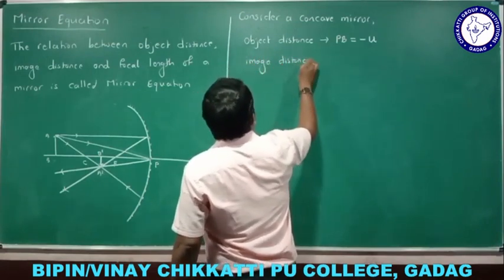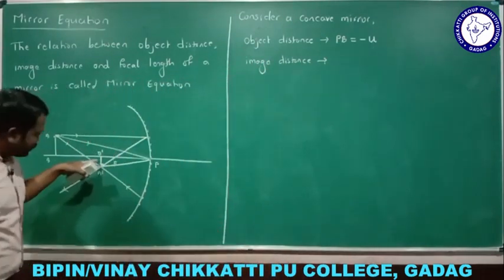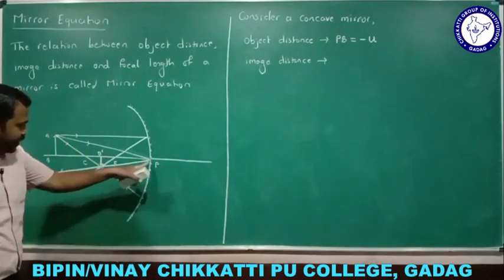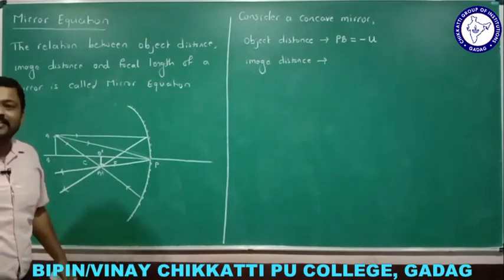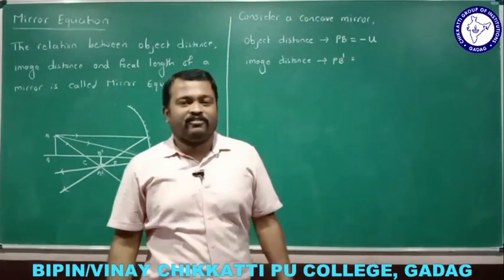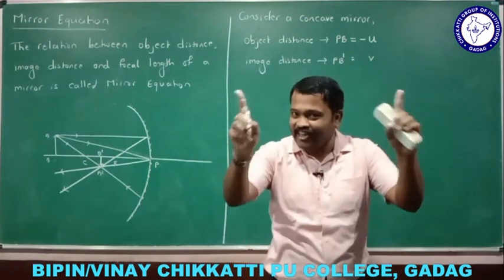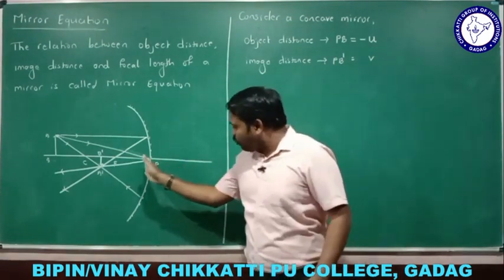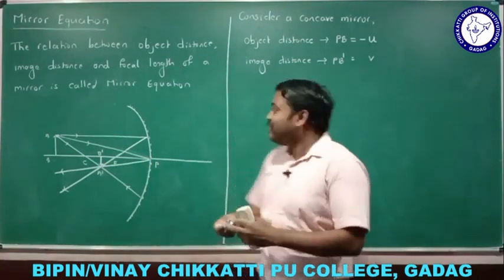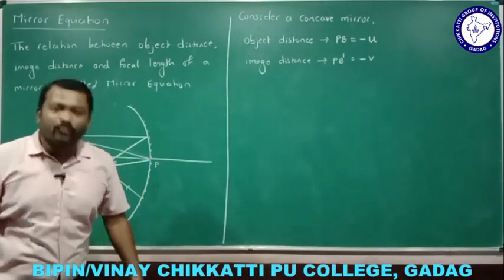Next, let me take the image distance. What is the image distance? It is the distance of the image from the pole. Where is the image? This is the image. Distance from the pole means PB dash. So the image distance, we denote it by V. The question arises, is it positive or negative? Once again the rule: distances are always measured from the pole. From here I am measuring, and this distance is opposite to the incident ray. Then I take it as minus. So the image distance is minus V.